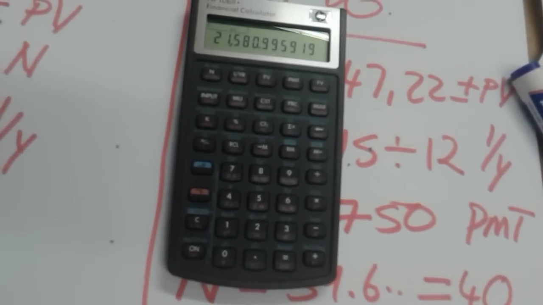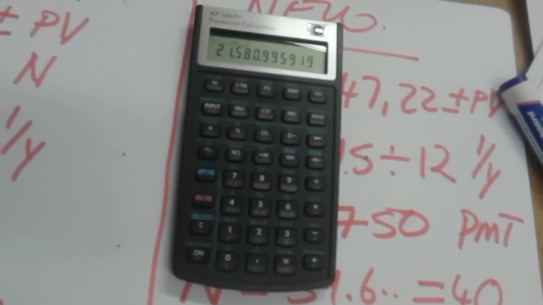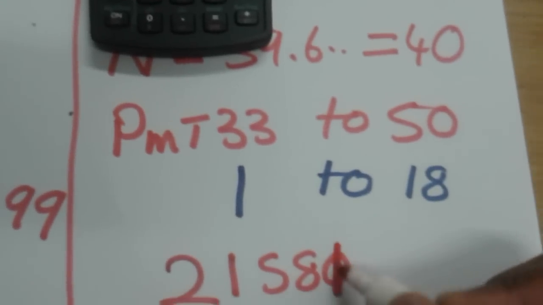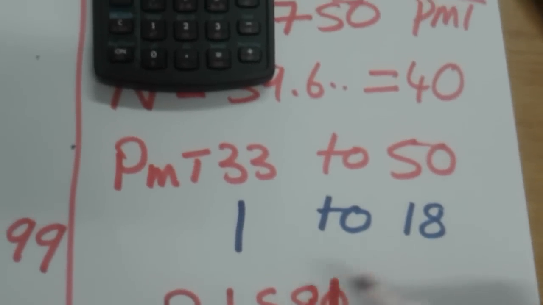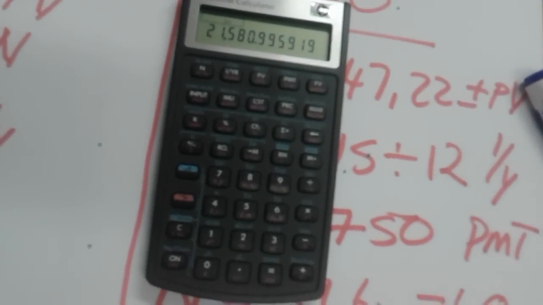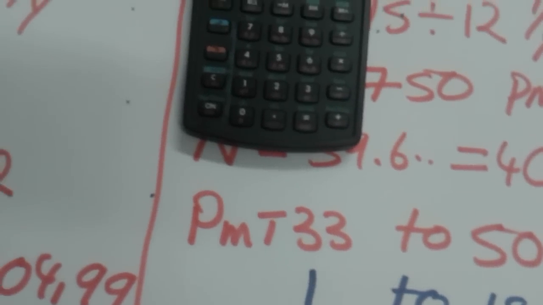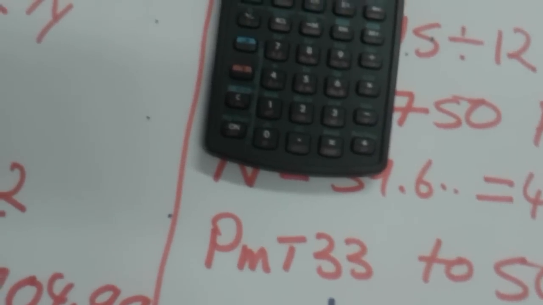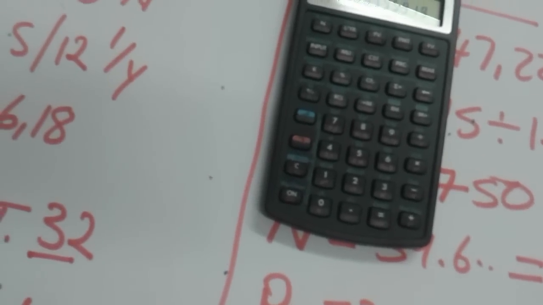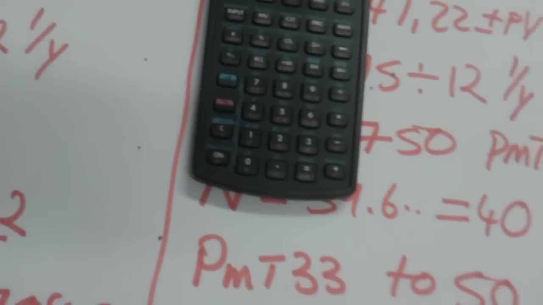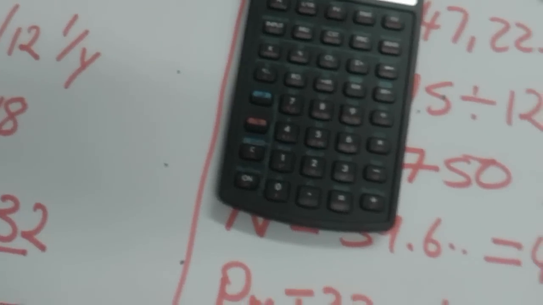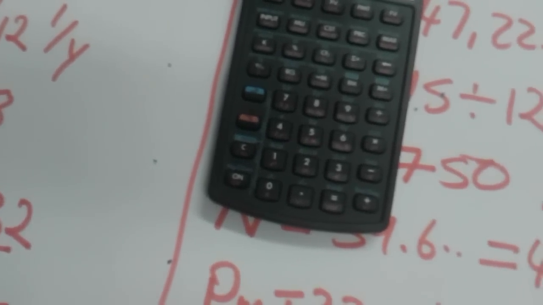21,580.581. Sorry, 581 because it's 0.99. There you go. Now let's do the same thing again with Sharp. Let's finish this question doing it with Sharp.